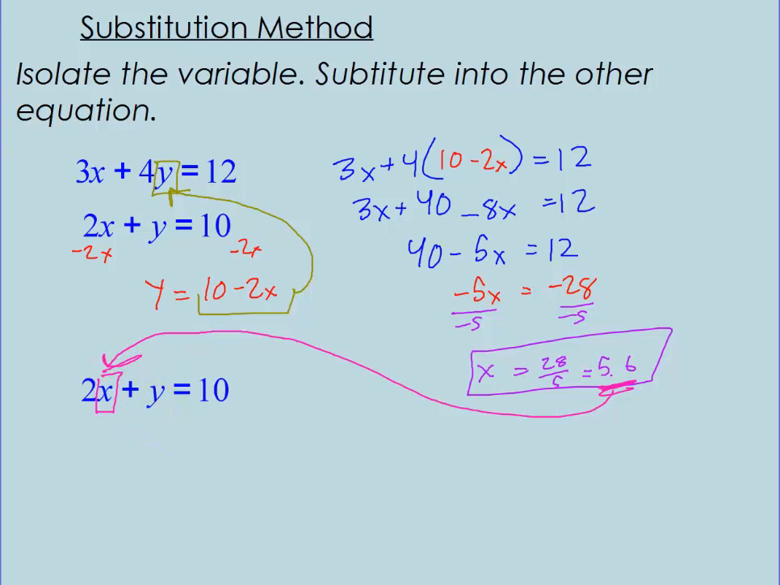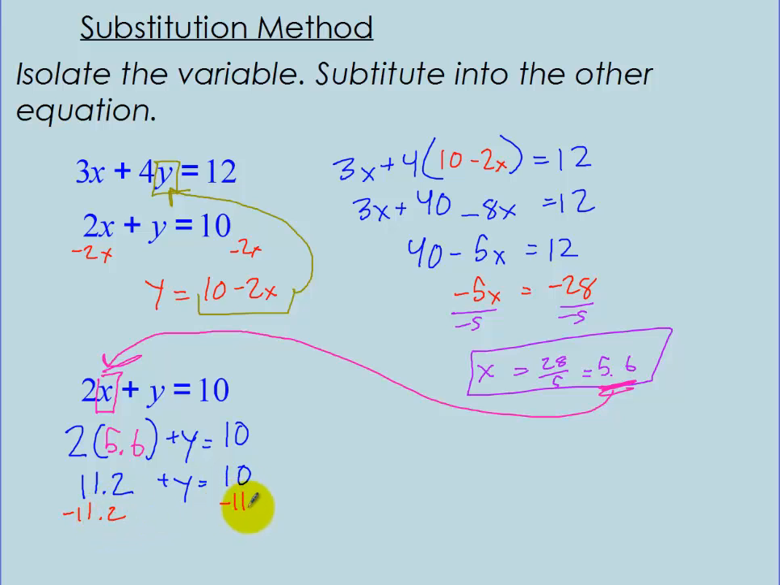So what is that new equation going to look like? 2 times 5.6 plus y equals 10. So 2 times 5.6 is 11 and 2/10, so 11.2 plus y equals 10. To isolate the y, I have to get rid of this 11.2.